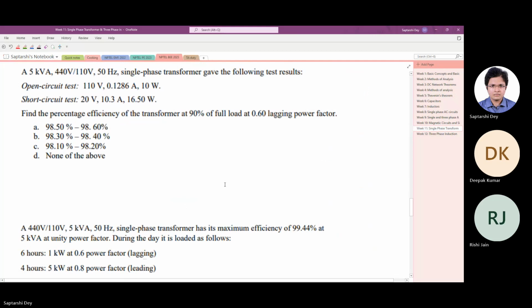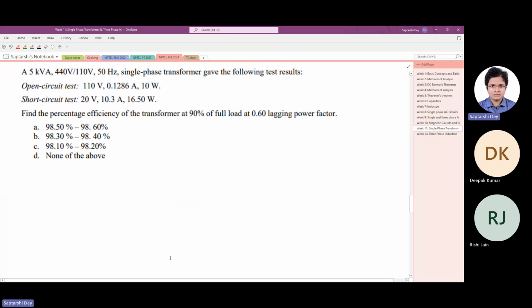Same question. Find the percentage efficiency of the transformer at 90% of full load, 0.6 lagging power factor. Okay, 90% full load, 0.6 lagging power factor. Just a minute, let me think a little bit on this.